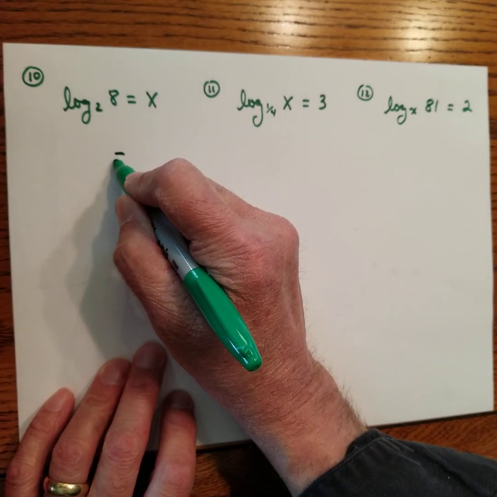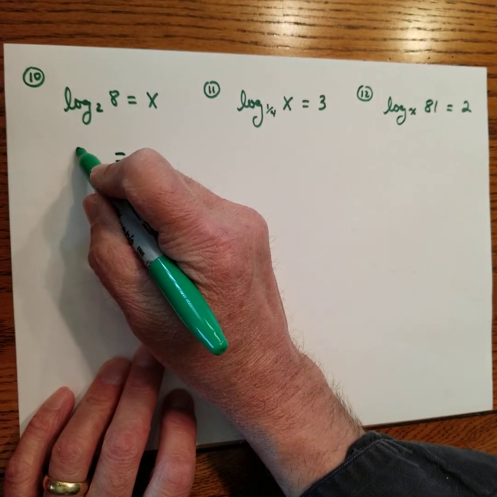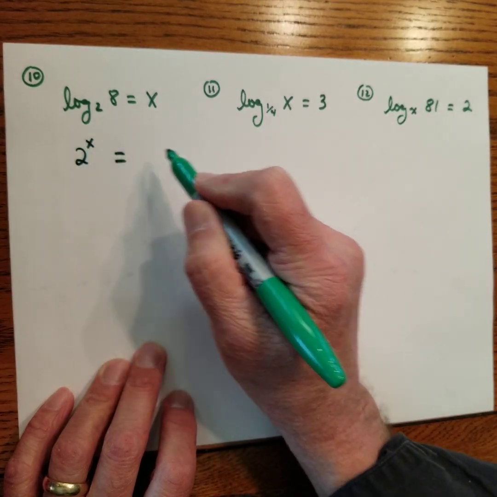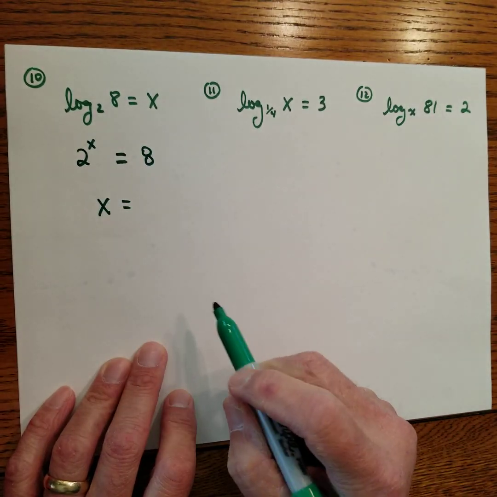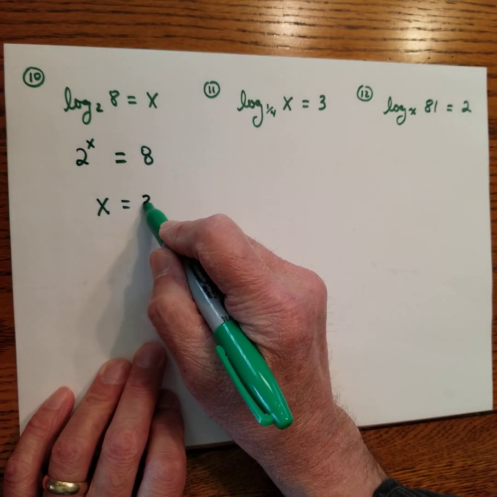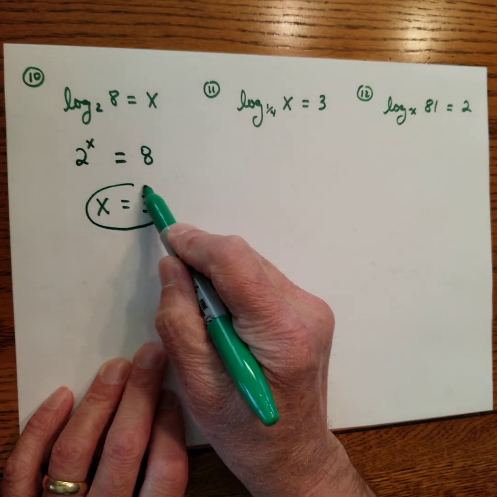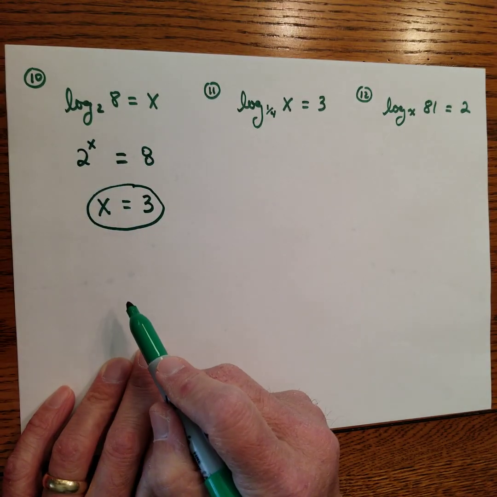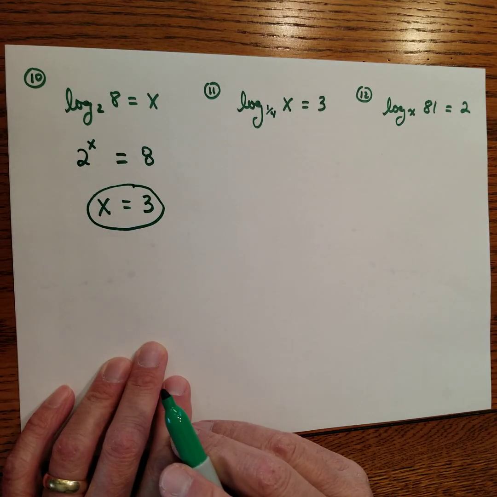Here's what the exponential notation would look like. Here's the exponent that goes on that 2. X is the exponent that changes 2 into 8. Well, I know 2 times 2 times 2 is 8, so that exponent must be 3. 2 to the third is 8. 3 is the exponent that changes 2 into 8.